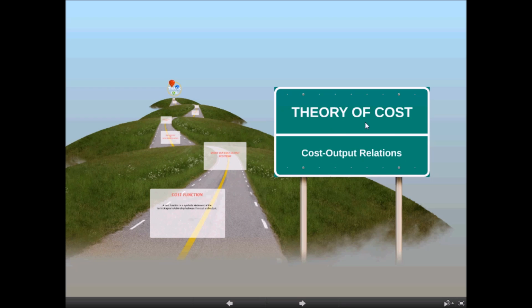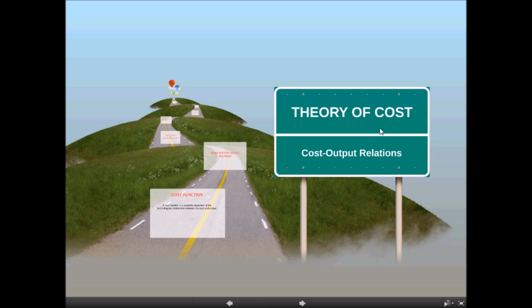Continuing upon the theory of cost, today in this session we'll be starting with analyzing the cost-output relations. As we all know, the objective of any business organization is to maximize their profits, and they do that by minimizing their cost of production. The cost of production is always related to the unit of output produced, that is, it increases with the increase in the units of output.